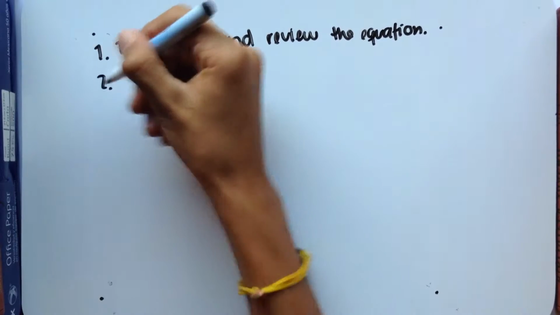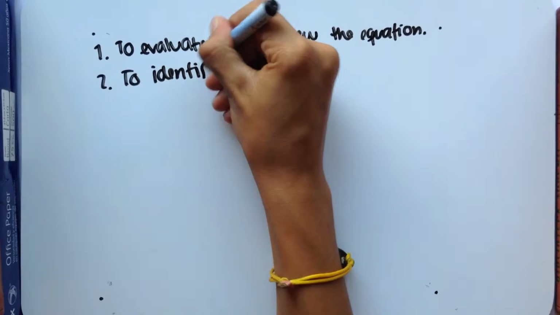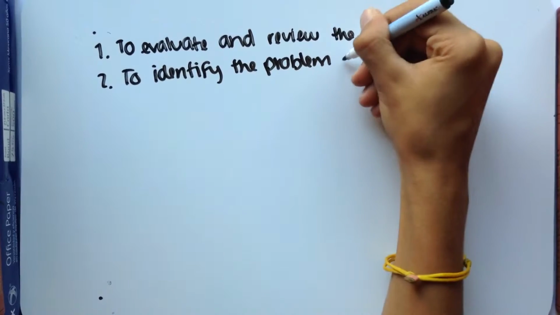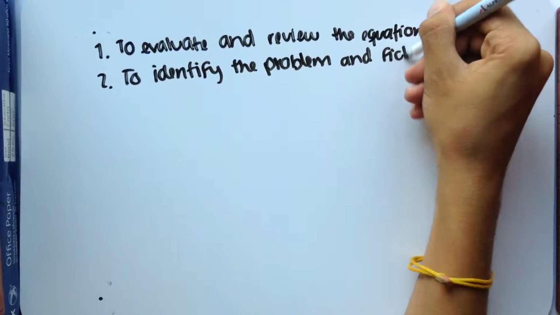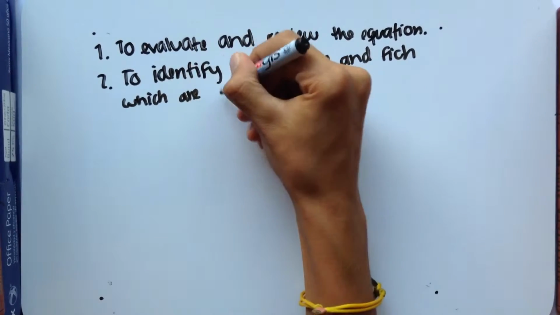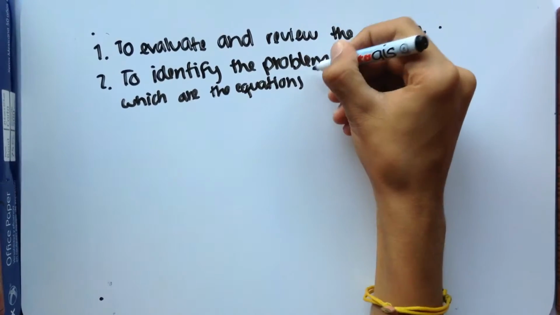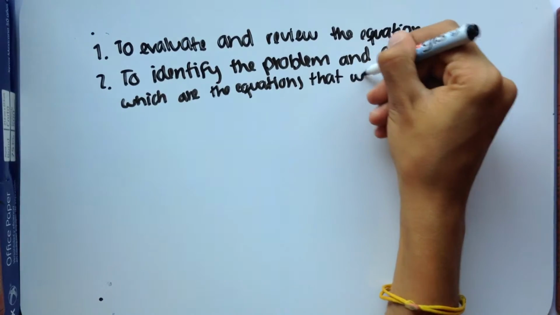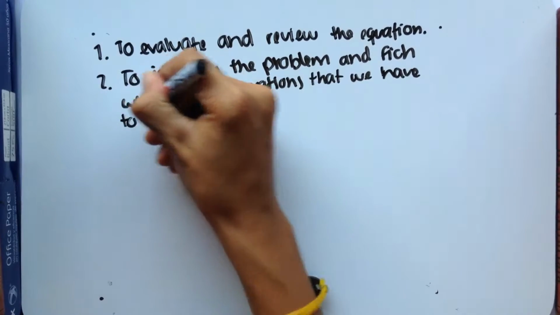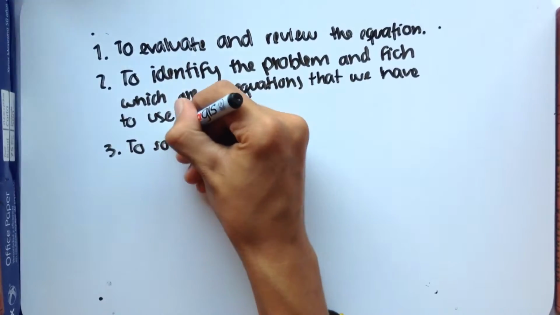Second step is to identify the problem and find which are the equations that we have to use. Third step is to solve the equation.